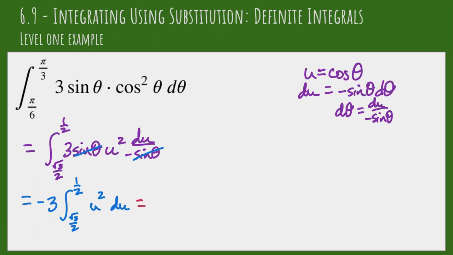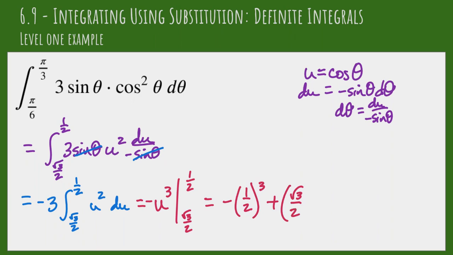All right, so now we evaluate the antiderivative using the power rule this time. Power rule, we're going to get u cubed over 3, and that 3 is already out front, so the 3's go away. And that's just going to be u cubed, and we have that negative still, and that's being evaluated from the square root of 3 over 2 to 1/2. So we have negative 1/2 cubed minus negative square root of 3 over 2 cubed.